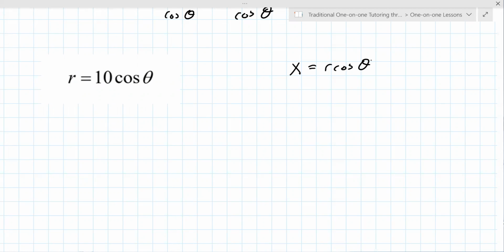But I believe if I were to graph this, I'm going to go ahead and graph this on mine and see if I can glean anything from this. Let's see, 10 cosine theta. So it's a circle. Yeah, it's really interesting.